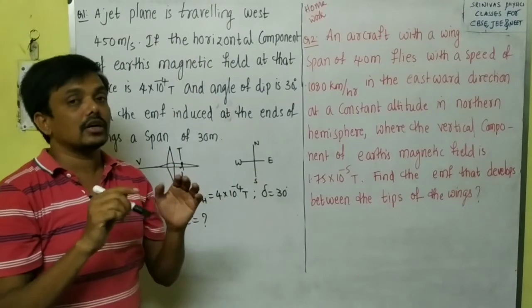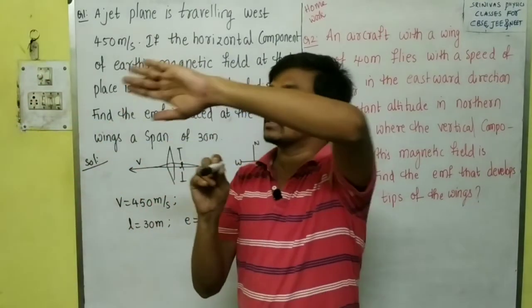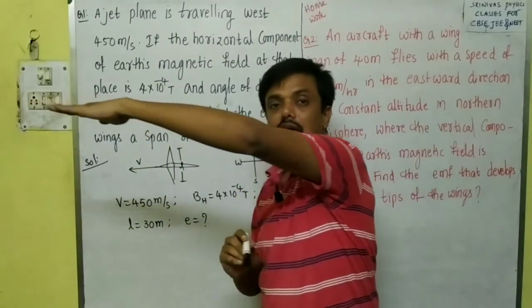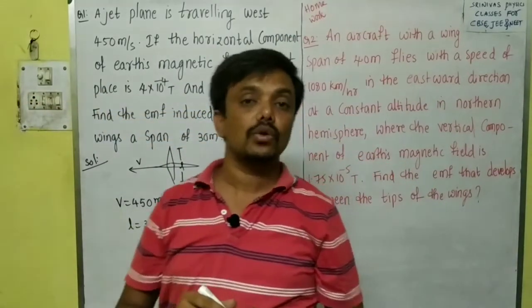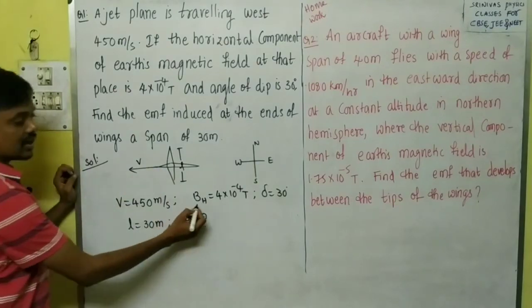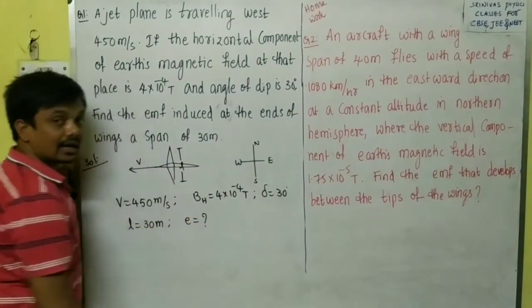Okay, and it is parallel to the velocity. The horizontal component is along the horizontal, and velocity is also along the horizontal. Then the induced EMF is 0 in that case. That's why in this case we have to take the vertical component, but they give the angle of dip.